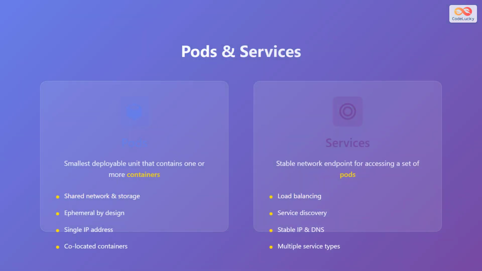Let's understand pods and services in Kubernetes. Pods are the smallest deployable unit that contains one or more containers. These have shared network and storage, are ephemeral by design, have a single IP address, and host co-located containers. Services provide a stable network endpoint for accessing a set of pods. They provide load balancing, service discovery, a stable IP and DNS, and come in multiple service types.